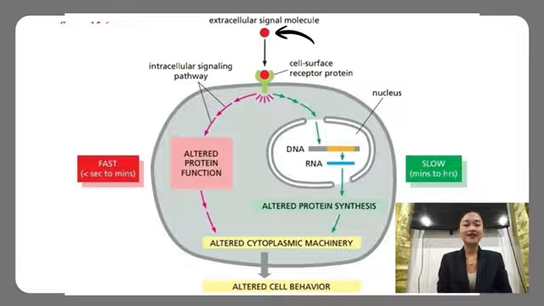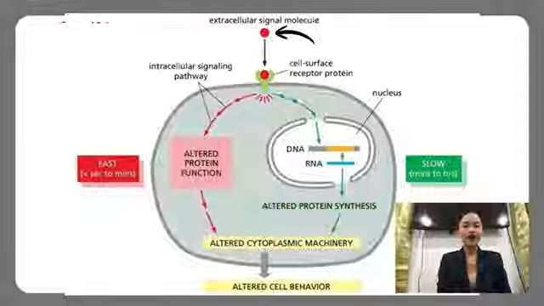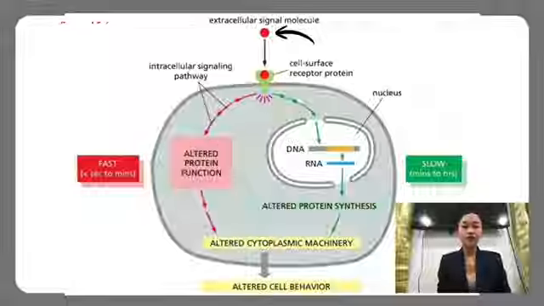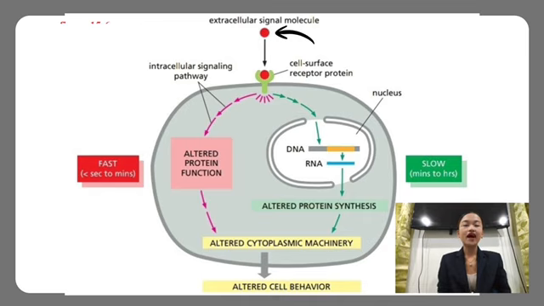There are 2 ways the cell can respond, the fast response and the slow response. Fast response happens in seconds to minutes. It changes how existing proteins work, that's called altered protein function. As a result, the cell can change its movement, secretion, or metabolism. While the slow response takes minutes to hours, the signal goes to the nucleus and changes gene expression, DNA to RNA to new proteins, and that's what we call altered protein synthesis.